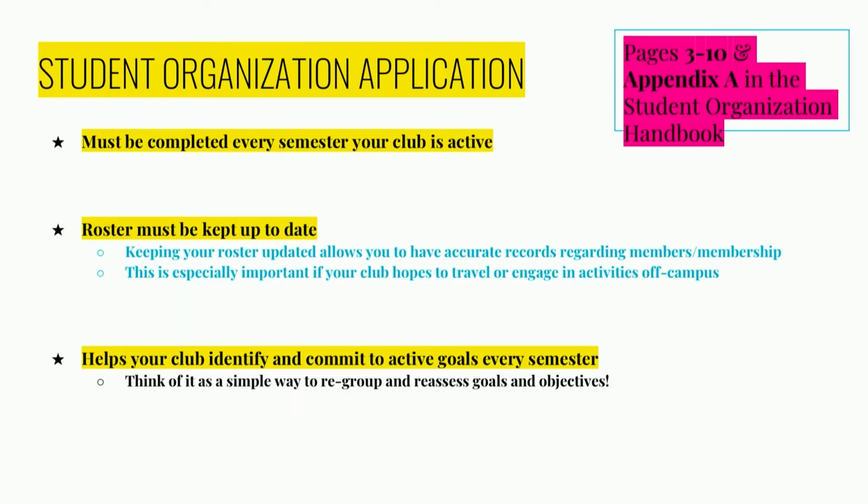So the first form that we want to make sure that you're familiar with is the student organization application. This application is required paperwork that ensures that your club is active, and it must be completed every semester. There are two pieces of this application. The first piece asks that you list all of your active members and appointed officers. If your members and officers happen to change during the semester, please be sure to submit an updated roster.